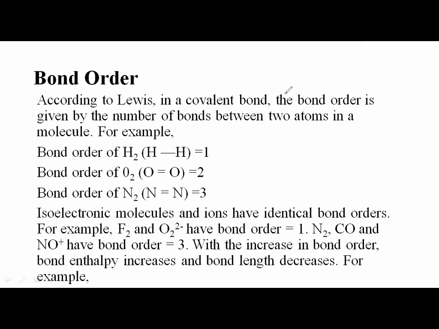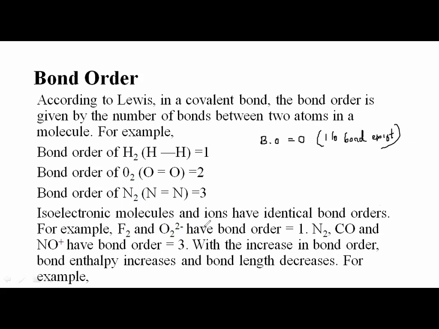Now what if I say bond order is 0? What does this mean? It means the two atoms in question are not covalently bonded. So I say no bond exists. If bond order is 0, no bond exists. Isoelectronic molecules and ions have identical bond orders.